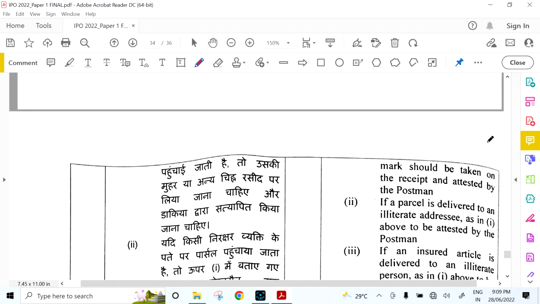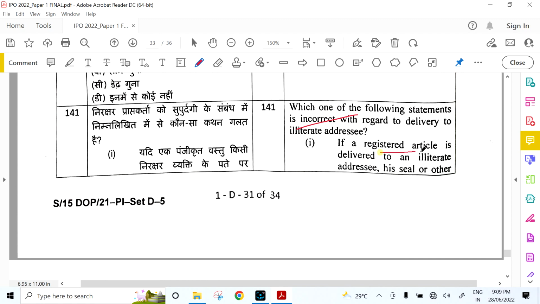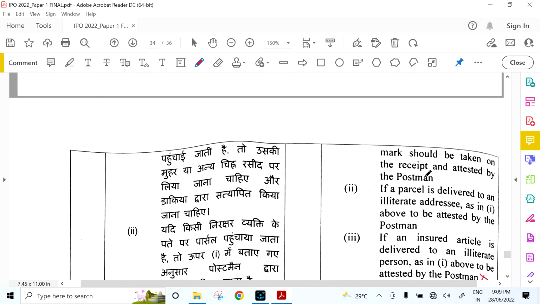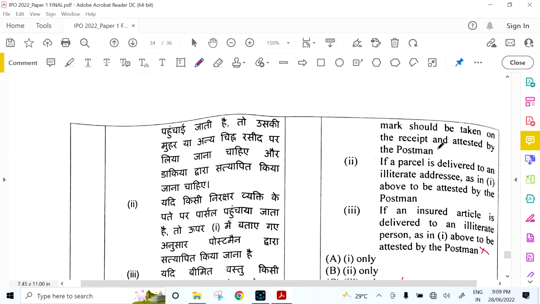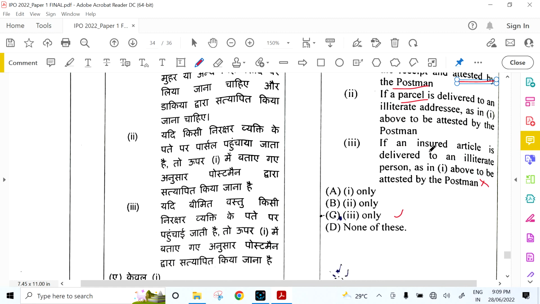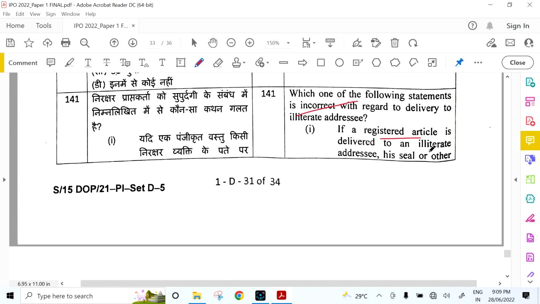The first 2 are correct only. Whenever a parcel or a registered article is received for an illiterate person, it will be attested by the postman himself for parcel and registered article, but for insured it should be attested by a witness signature as per PO Guide Part 1. Okay, that is as per Volume 6 Part 3, Rule 97 and 98.